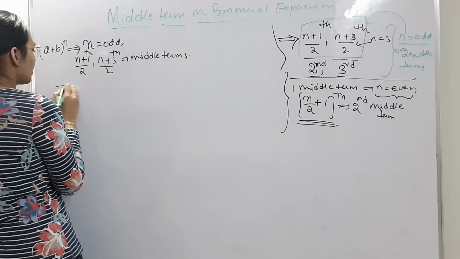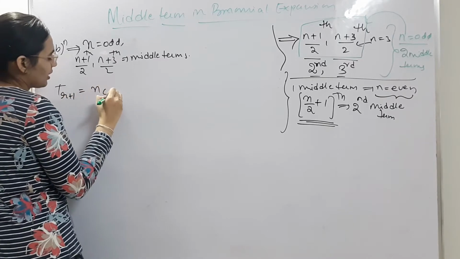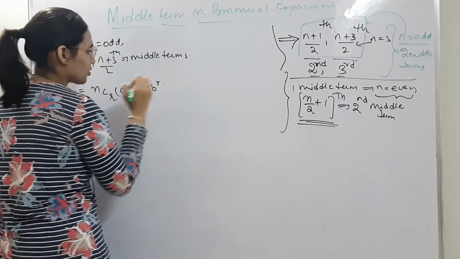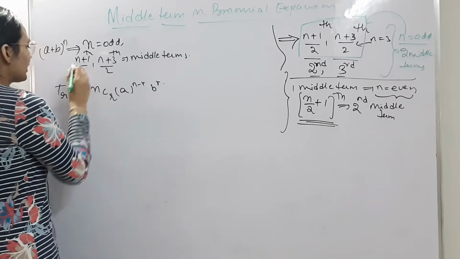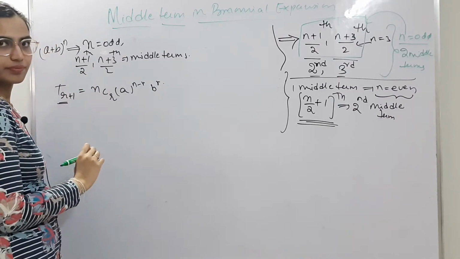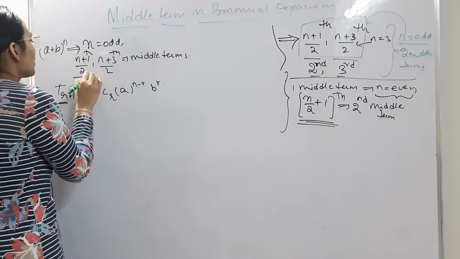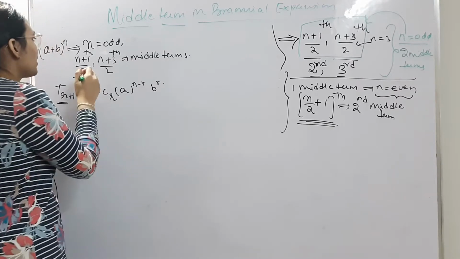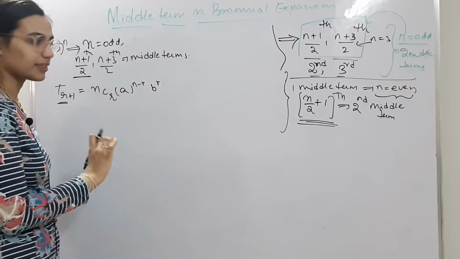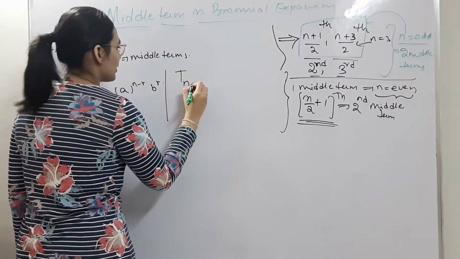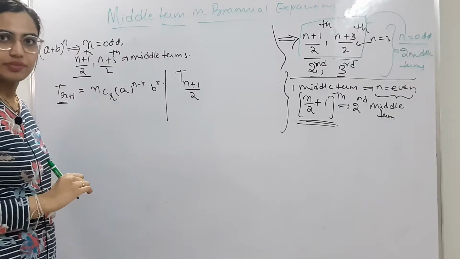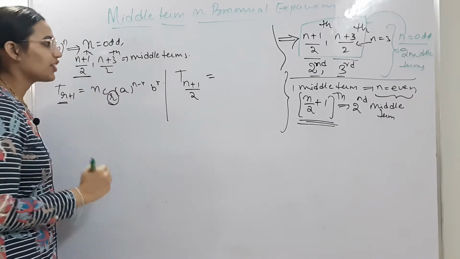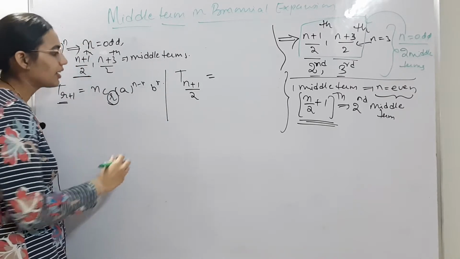What is the general term formula? We know that T(r plus 1) is equal to nCr into, if (a plus b) to the power of n is the expansion, a to the power of n minus r into b to the power of r. Right. So here we need to find r. Okay. So (n plus 1) by 2 is actually the (r plus 1)th term, right? Because we need to find this term as the middle term. So here we are finding this term, right? But our expansion has r in it. So we need to deduce r from this one. Okay? How do we do that?